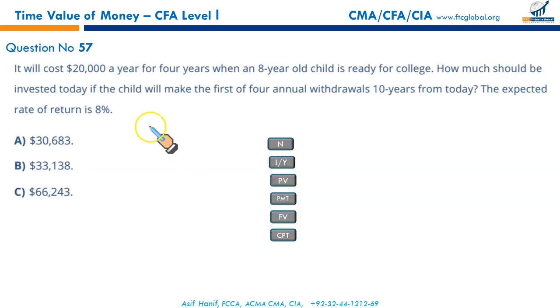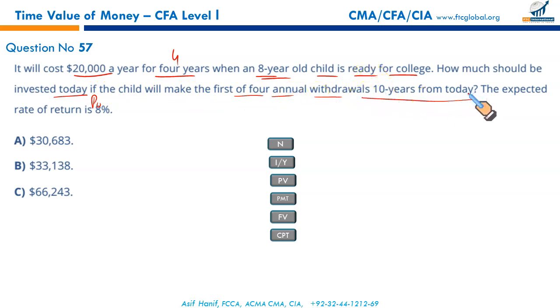Now, this is a good one. It will cost $20,000 a year for 4 years when an 8-year-old child is ready for college. This question needs some serious computation. I need full attention. How much should be invested today at P0 or time 0 if the child will make the first of 4 annual withdrawals for the fee payment 10 years from today?